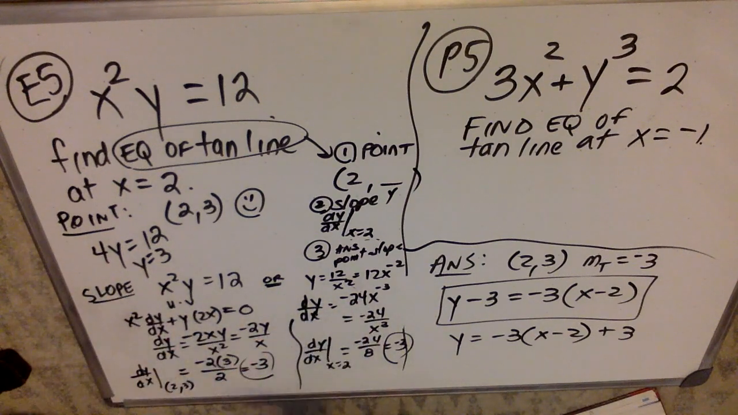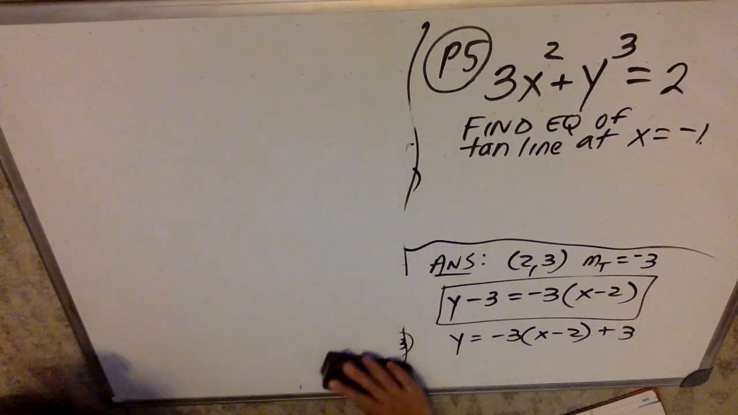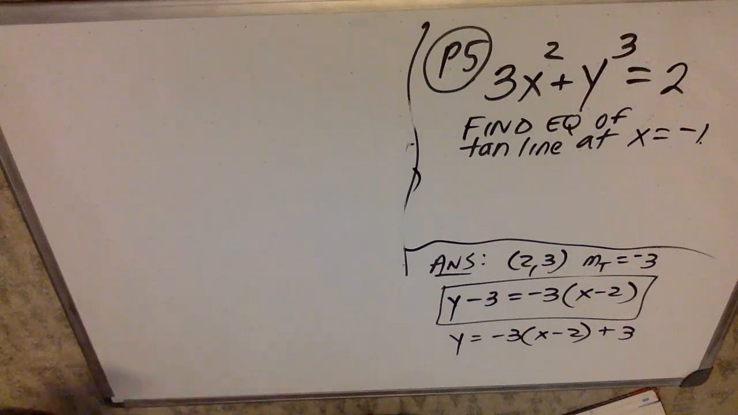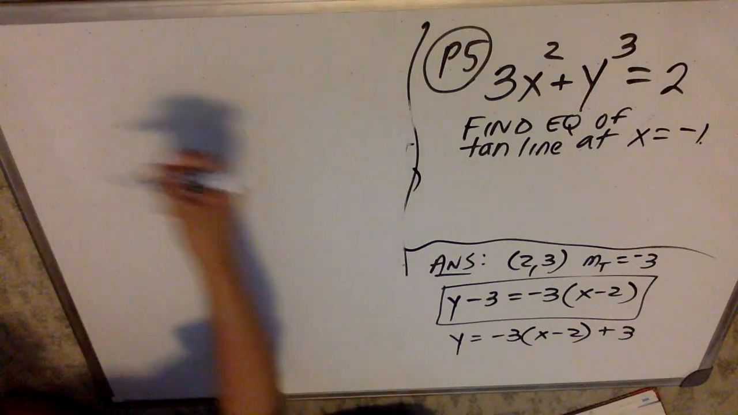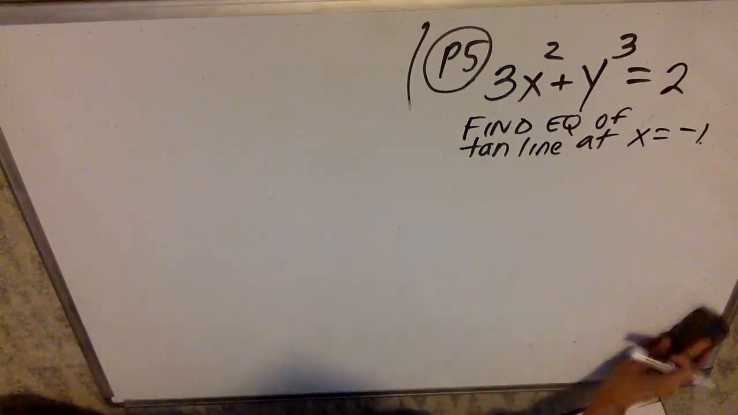Okay, so I'm going to let you try P5. You go ahead and pause me if you want. I'm going to erase E5 so I have some room to work. And P5 will be the last one in this video, and then we'll go ahead and talk about differentiation again when we use implicit. So I'm going to go ahead and walk through P5. I guess I can probably erase my other part of E5.